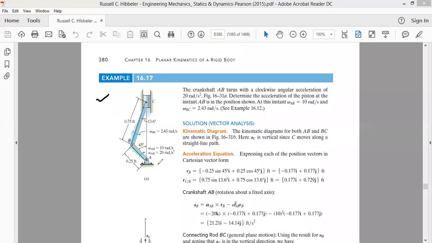If you look at this mechanism, this is called a 4-bar linkage or 4-bar mechanism. It is a very important and very famous mechanism in mechanical engineering. This mechanism is also known as the slider crank mechanism. Very famous mechanism.